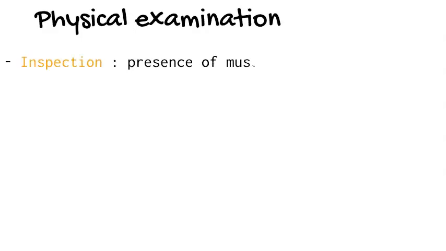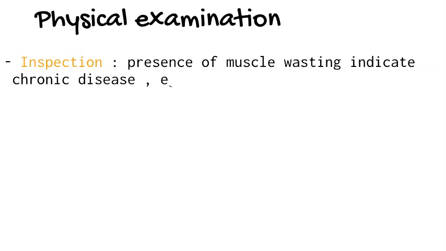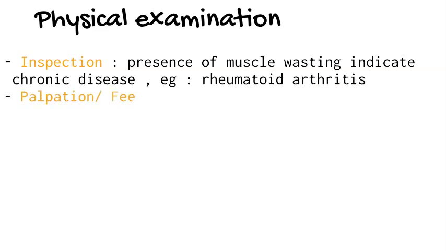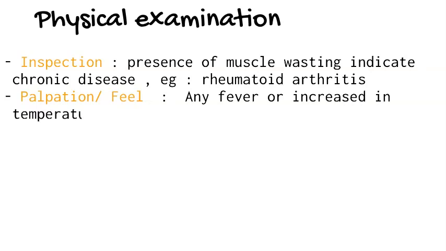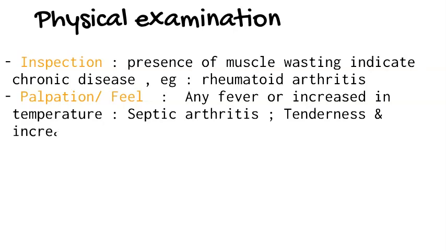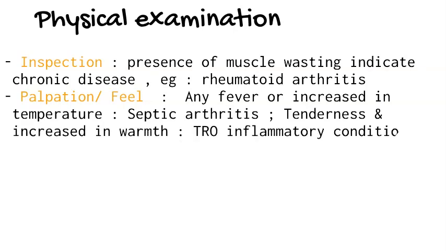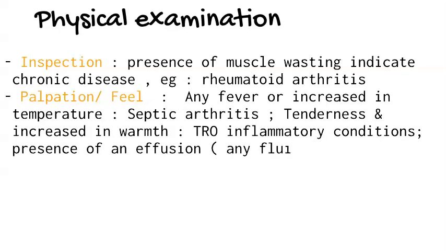For physical examination, start off with inspection, where the presence of muscle wasting indicates a chronic disease, example rheumatoid arthritis. Palpation or feel: any fever or increase in temperature will lead to septic arthritis; tenderness and increase in warmth throughout inflammatory conditions; any presence of effusion, that means fluid in the joint.